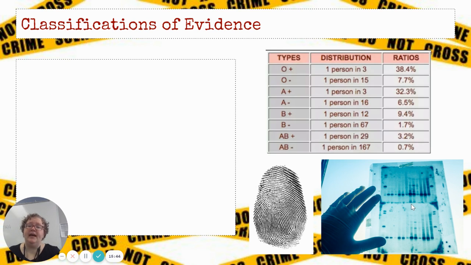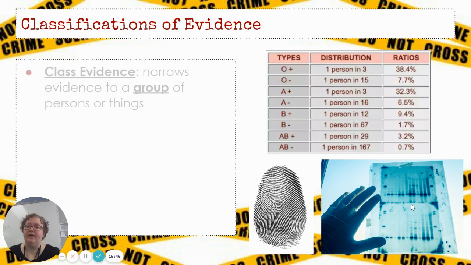All right, we can further classify circumstantial evidence. These are the 2 groups we're going to focus the most on. This is what students have sometimes a difficult time distinguishing between. The first classification is class evidence. Class evidence is going to narrow the evidence down to a particular group of people or things. This type of evidence is not going to tell you which exact person. It's just going to narrow down your group of suspects.